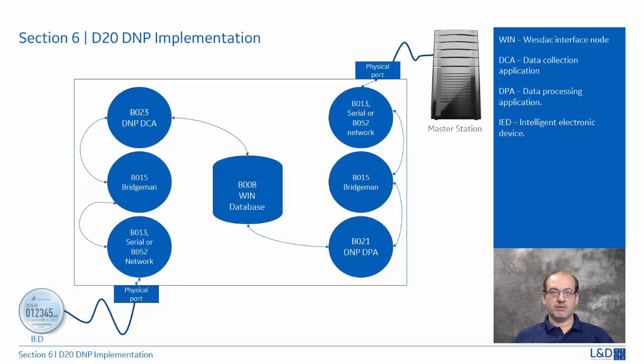So the information can be transferred either to a DNP master via the DNP application B021, or if there is a different master that is talking a different protocol, it can be transferred to that master also, as long as the data processing application that's servicing the other master is enabled and picks up the information from the WIN database.